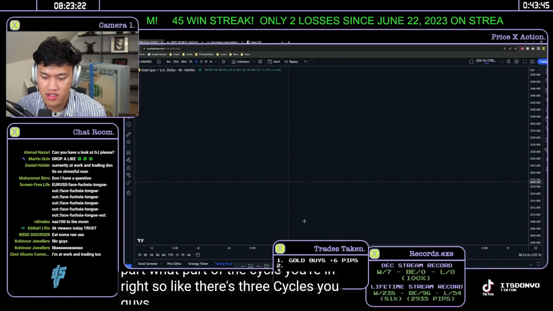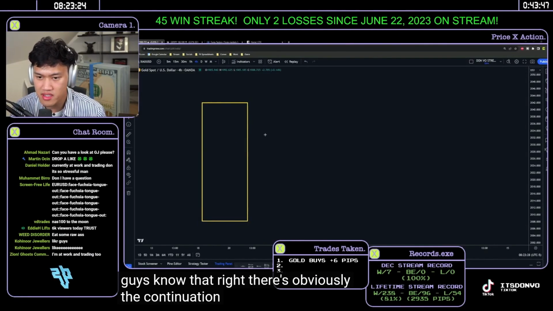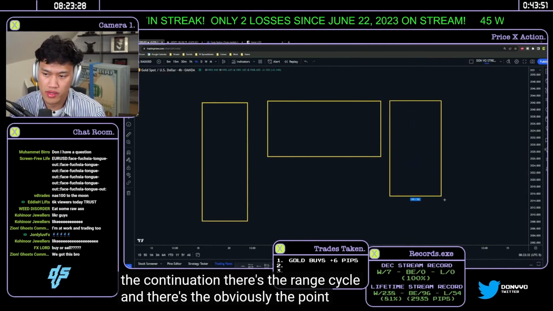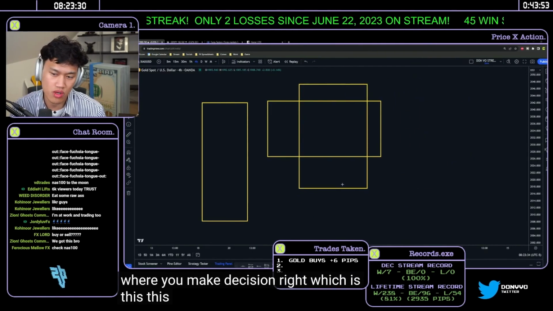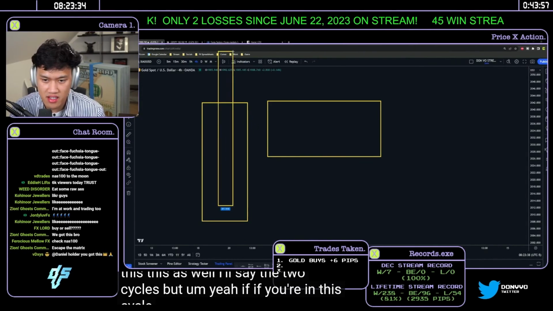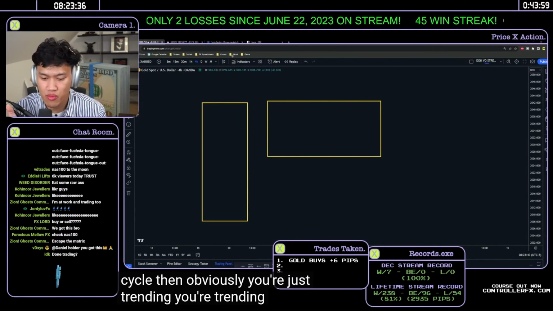There's 3 cycles. You guys know that, right? There's obviously the continuation, there's the range cycle, and there's obviously the point where you make a decision, right? Which is this as well. I'll say the 2 cycles. But yeah, if you're in this cycle, then obviously you're just trending. You're trending in one direction, right?